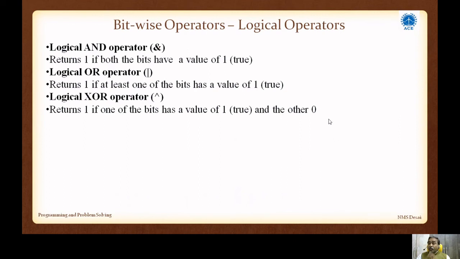the other is 0, but both should not be equal. That is, both the input bits should not be the same, 0, 0 or 1, 1. Then the output will be 0. Since it excludes the possibility of both the inputs getting the same value, it is called an exclusive OR gate.